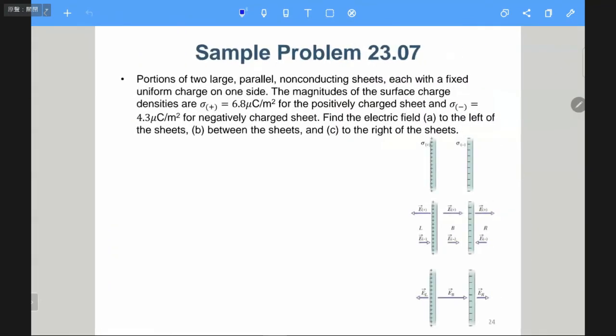Okay, so let's see a sample problem. Here, a portion of two large parallel conducting sheets, each with a fixed uniform charge on one side. The magnitude of charge density is sigma plus for the positive charge plate and sigma negative for the negative charge plate. Find the electric field A, to the left of the plate. Which means we would like to find E left, E between, and E right.